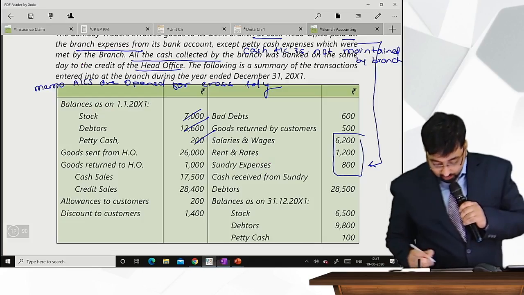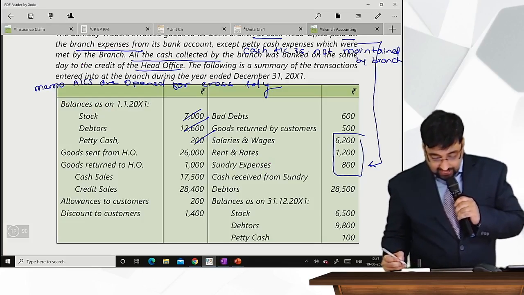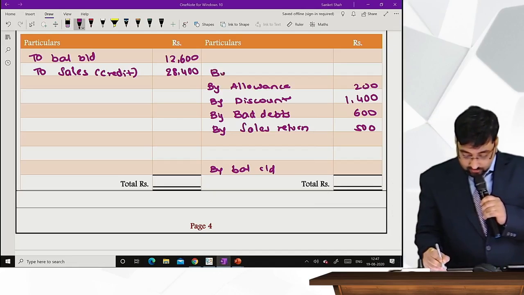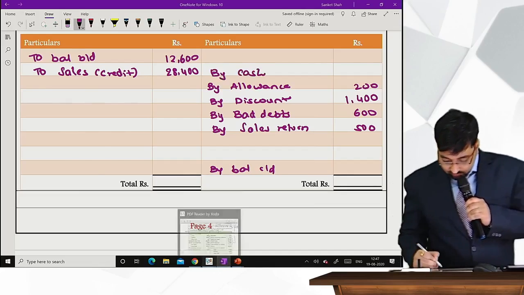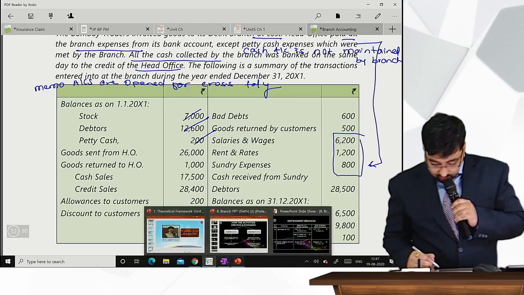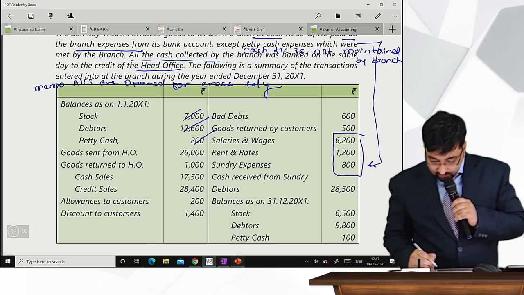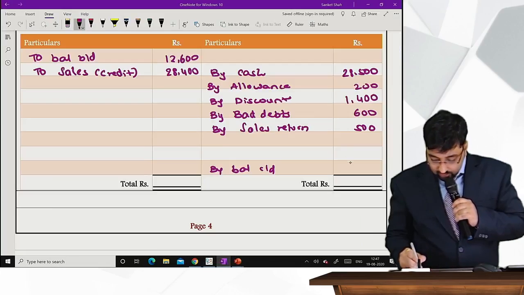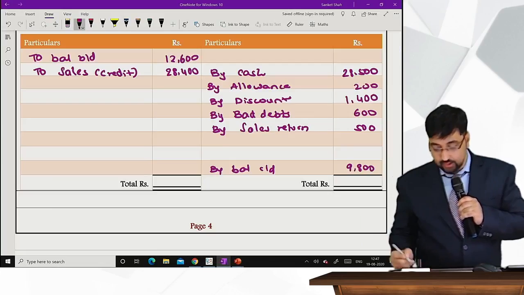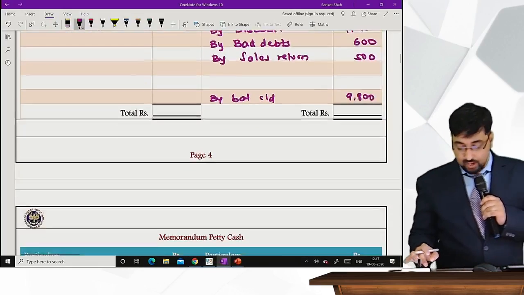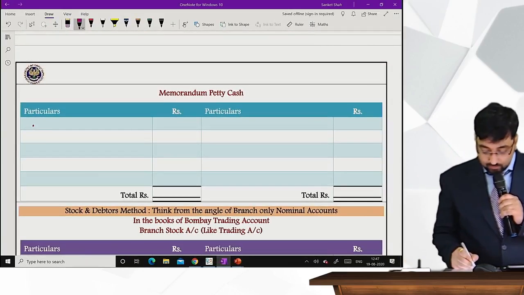Now we have salary, rent and sundry expense. No, we are not going to write in debtors account. Cash collected from debtors, yes, we will write it by cash. What is by cash? This is 28,500. Correct? And closing debtors you have 9,800. Okay. And petty cash, that we will complete first.